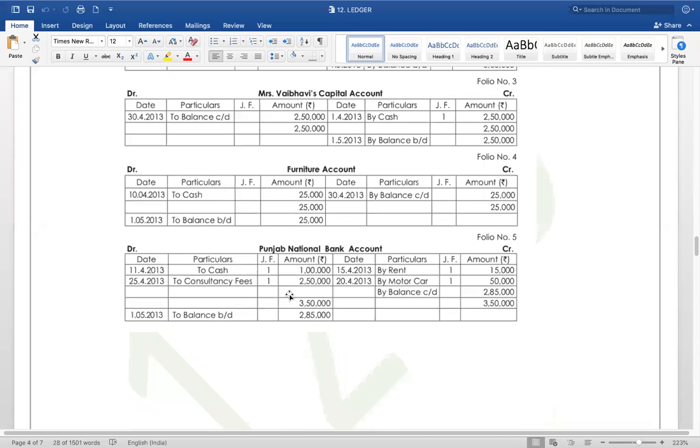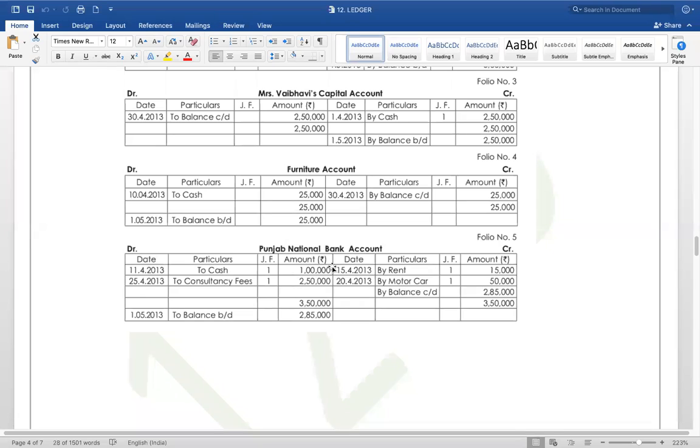Punjab National Bank. In case of Punjab National Bank, there's a cash amount that you have deposited. When you deposit cash, Punjab National Bank is taking it, and your cash is going out. Punjab National Bank is debited to cash account, and the cash account is credited. It is written on the debit side, but the cash account is credited with 1 lakh.